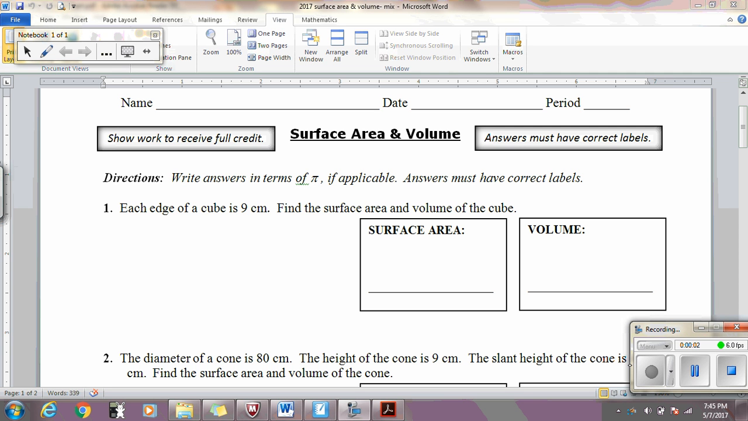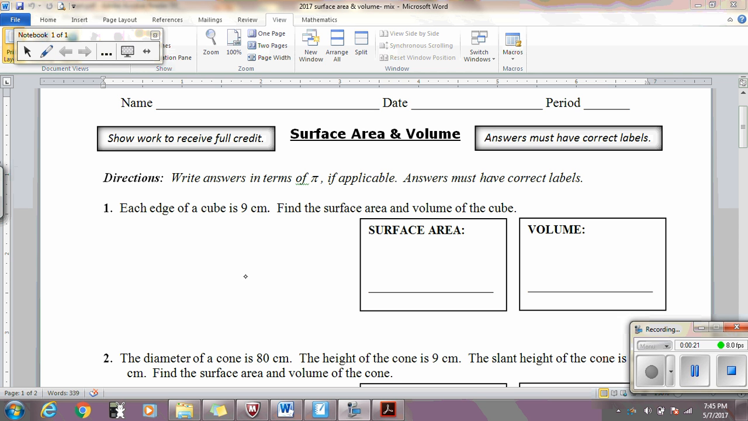This is your Unit 12 test review. The test covers all solids and surface area and volume. Be sure to write answers in terms of pi when applicable, and answers must have correct labels.